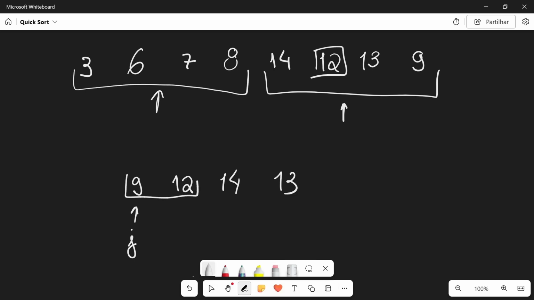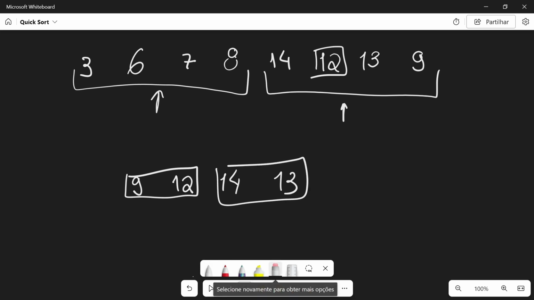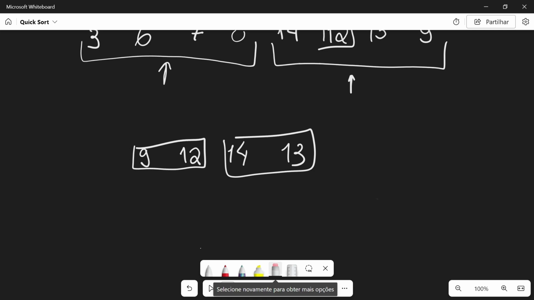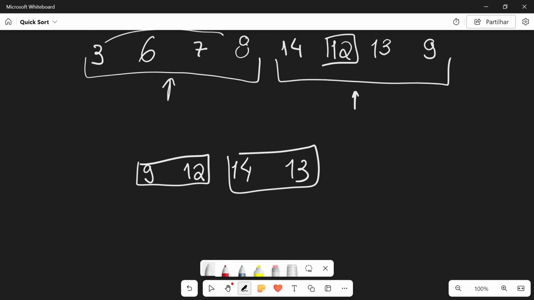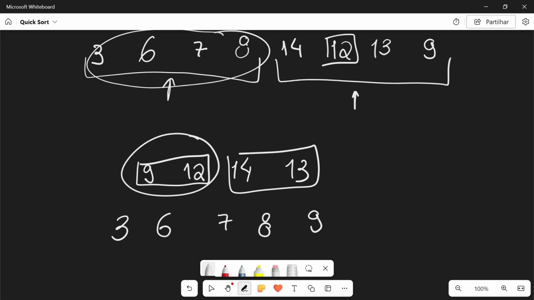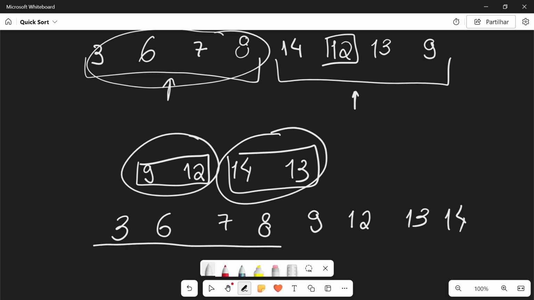So now we have two sorted partitions, and basically all we need to do now is merge our partitions together, right? So we're going to have this partition up here, which is going to be 3, 6, 7, 8. Then this partition right here, which is 9, 12. And then this partition right here, which is not yet sorted. However, we would sort it eventually during the algorithm, and we end up with 13 and 14. And this is going to be our sorted array.